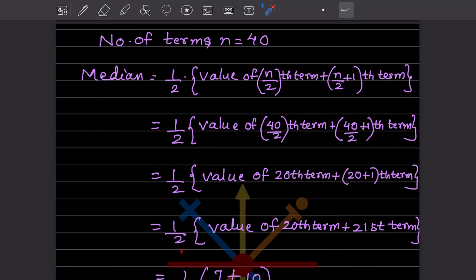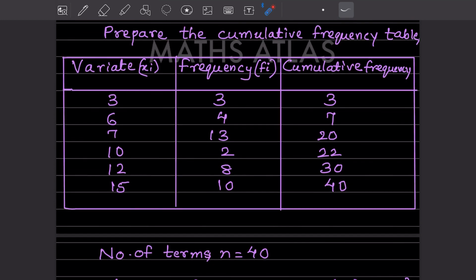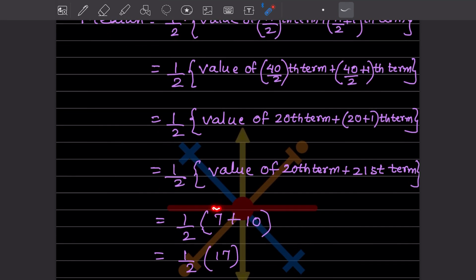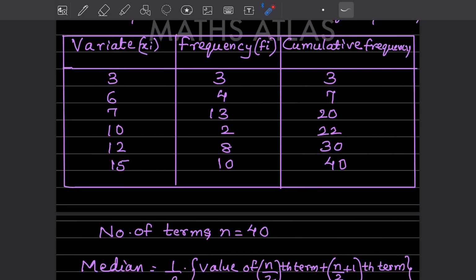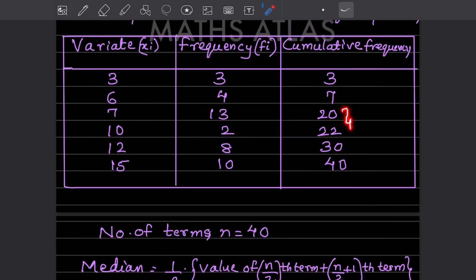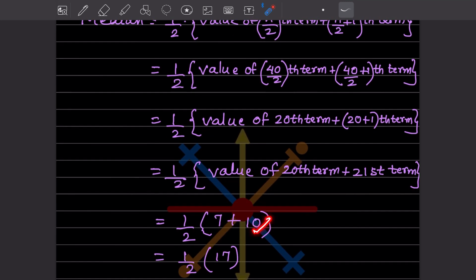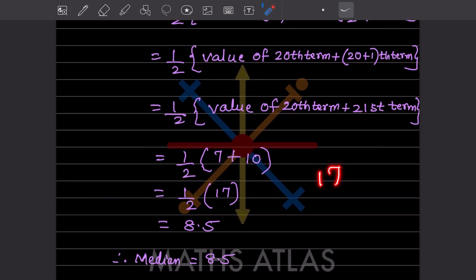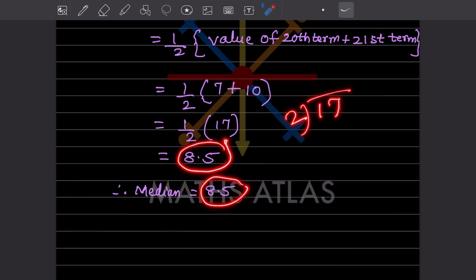So what are we going to do? Now see this, half of the value of the 20th term. Can you look at this table? Again here, the 20th term is here. So how much is that? That is going to be 7. And you will look for the 21st term. So where is the 21st term? The 21st term is in between 20 and 22, as I said earlier. Now you cannot look at this, but you are going to look at here. So you will go like this. So that is 10. So this is going to be 10, and this is going to be 7. This will be 17. And when you divide this 17 by 2, you get here 8.5. So the median is 8.5.